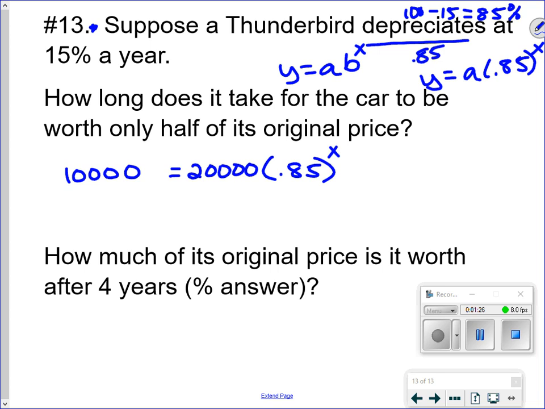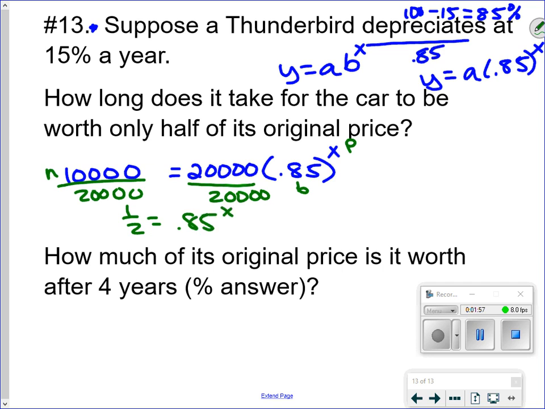So technically, yes, you could get close and just take 20,000 times 0.85, then take that answer times 0.85, and then take that answer times 0.85 until you get close to 10,000. Or we could get the exact answer by realizing this is exponential form. I have my base, I have my power, I have my number, and I have this extra, so I need to get rid of this extra. And we will then have 1/2 equals 0.85 to the power of x.